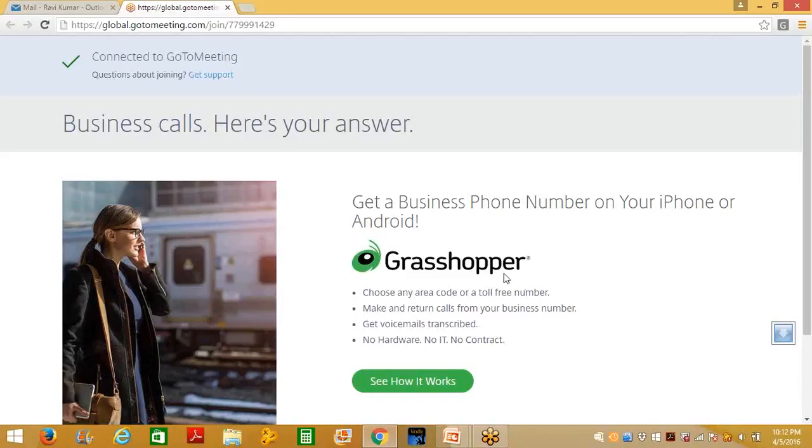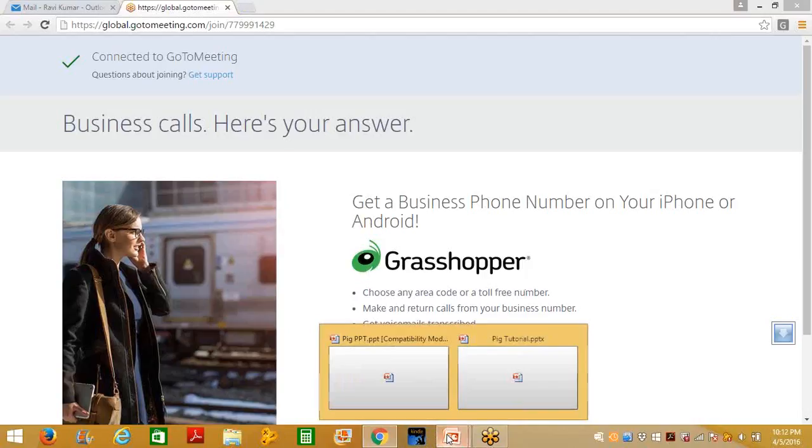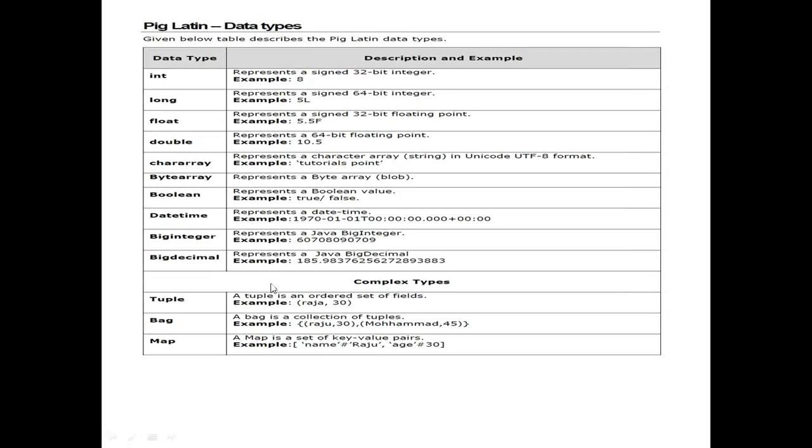Before getting into that, let me try to clarify the questions that Shashank and other people raised yesterday before we proceed. So Shashank, your question is, does this support data types, right? These are all the data types that are available in Pig.